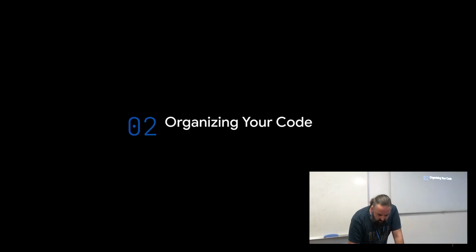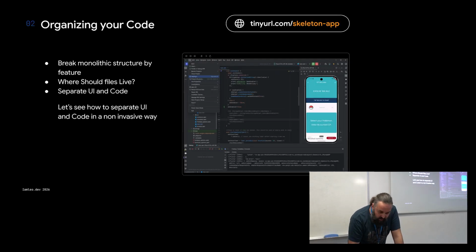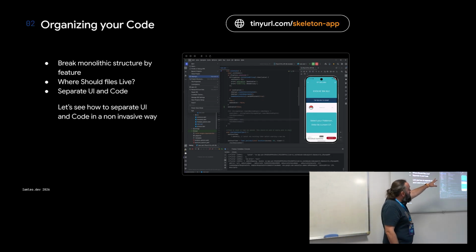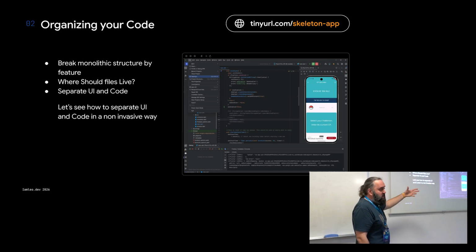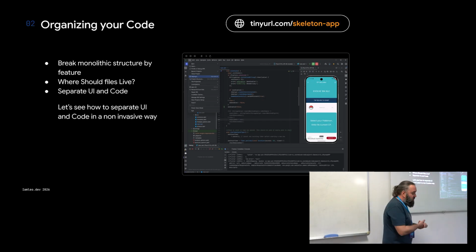So in order to do that, organizing your code will start doing things. On the top URL, you can get one of the templates we're using. It's a skeleton app you can start from. It has all the folders we saw before.